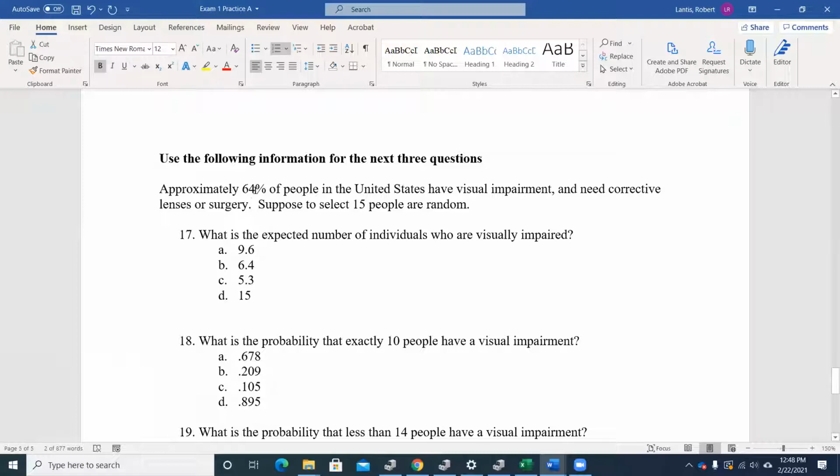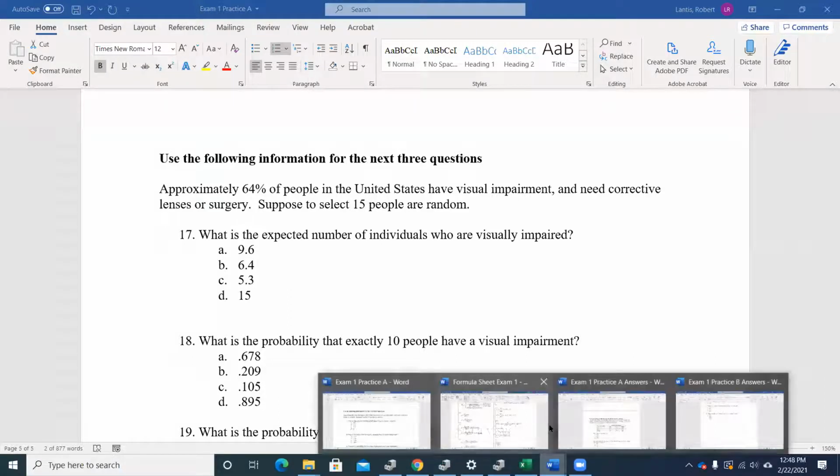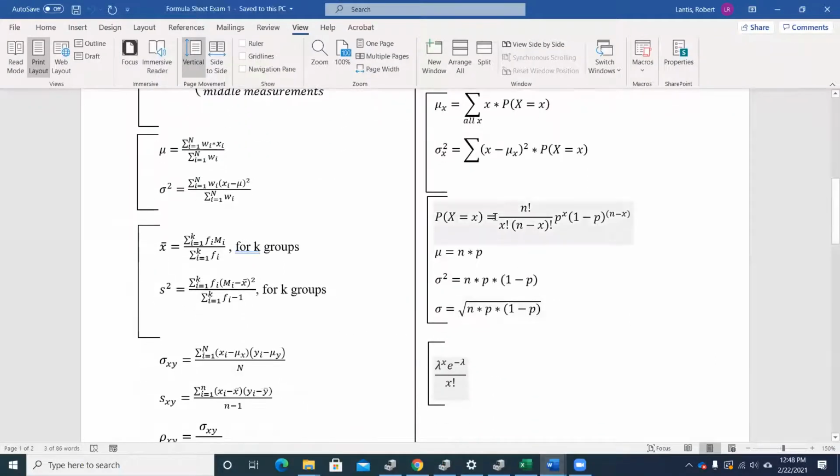Now, 64%, right? That's my probability. If I ask any one person, the probability they have a visual impairment is 0.64. And then I'm looking at 15 people, right? So if I go to my formula sheet, down here at the bottom, they're even grouped. I have my binomial equation. So here's my probability mass function. Here's how I find the mean for a binomial distribution example. Here's how I find the variance, and then the standard deviation, which is just the square root of the variance. So here I have the equation for the mean, which is simply n times p.